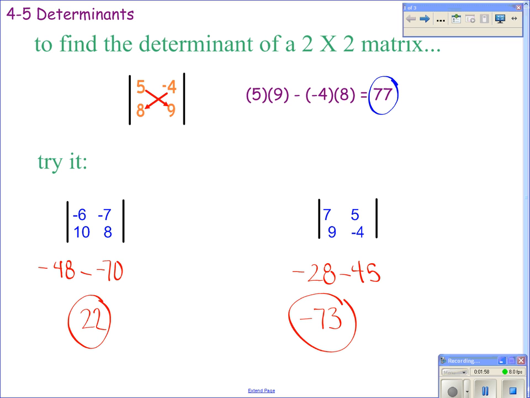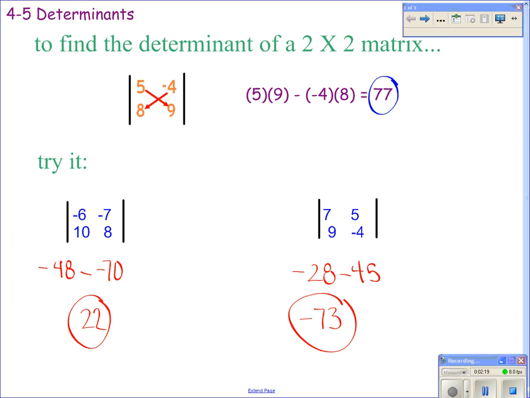So a 3 by 3 involves a little bit more work, but it's the same idea. But we have to get some tools in place before we find the answer to that. Any questions on these, though, before we try a 3 by 3? For this chapter, we're only going to be doing the 2 by 2s and the 3 by 3s.